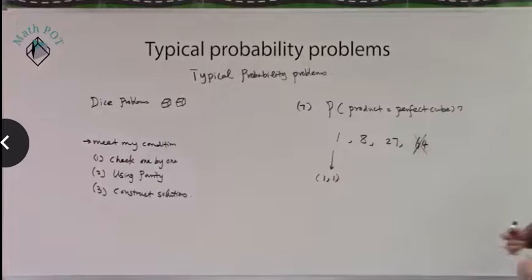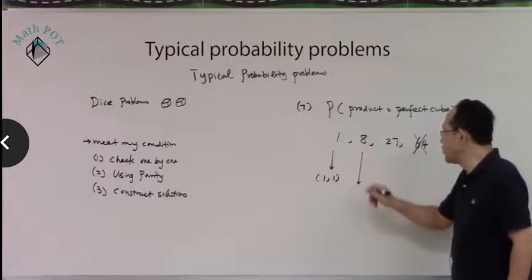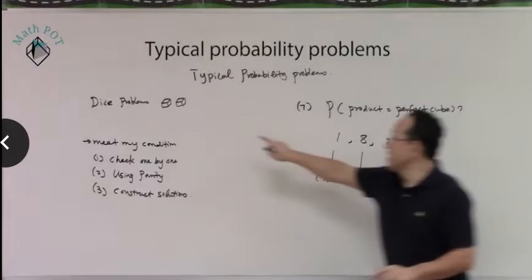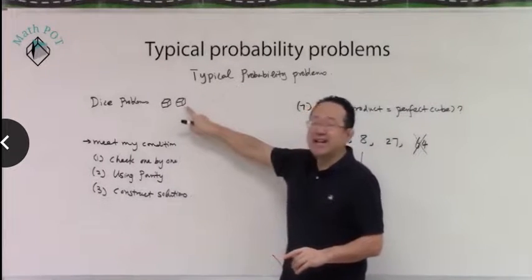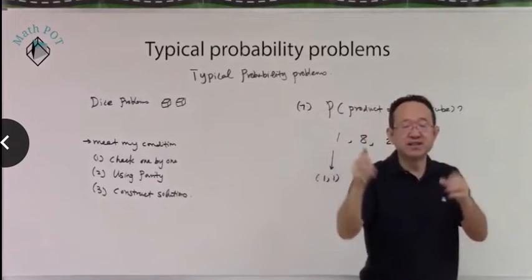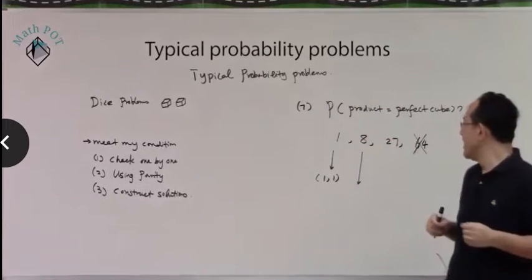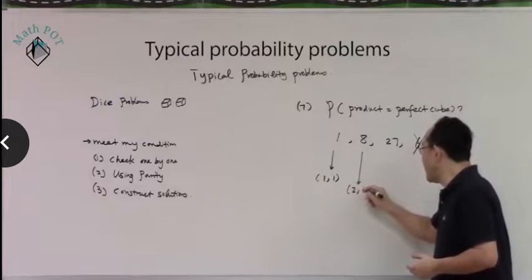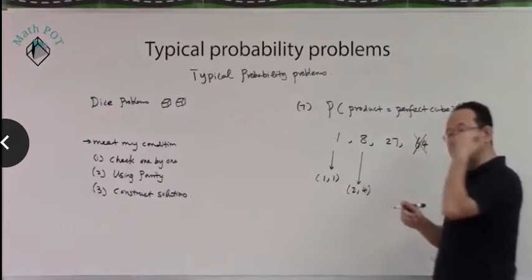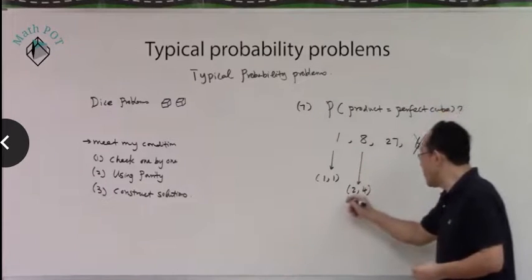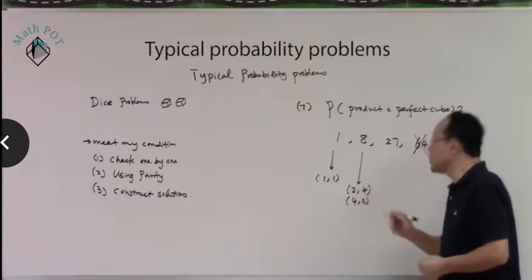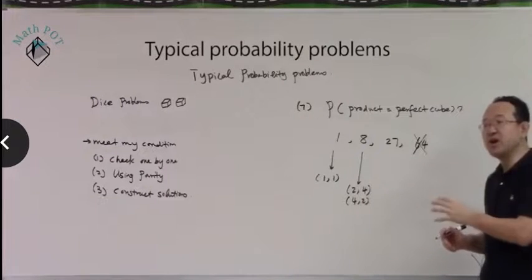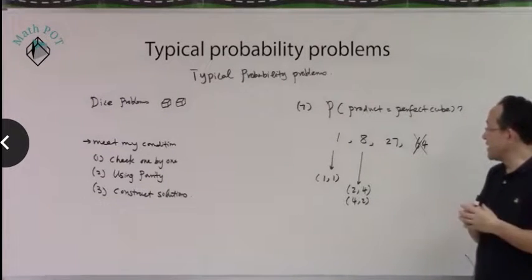This is true. Next one, how to get 8? Of course, could it be 1 times 8? No way, because this is a die. A die number must be from 1 to 6. That means 1 times 8 won't work. Next one, of course, could it be 2 times 4? This is possible. Basically it means the first number is 2, the second number is 4. Next one, of course, could it be 4 times 2? This is also okay, because the first number could be 4, the second number could be 2. Of course, multiplied together, that definitely meets my condition.